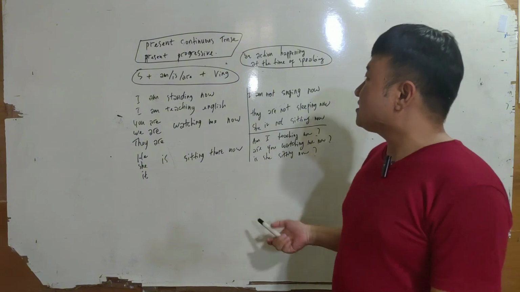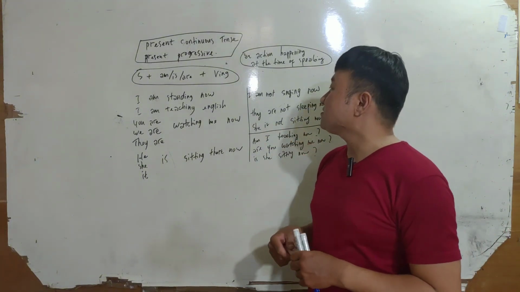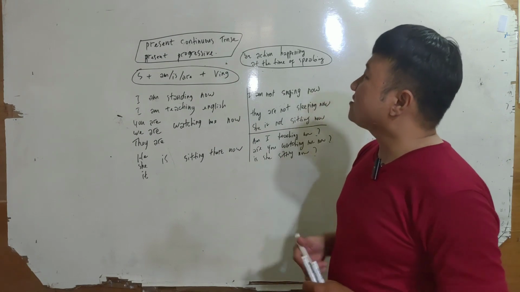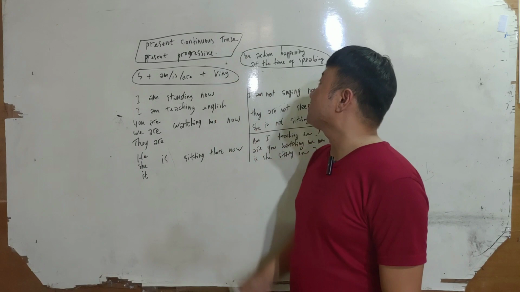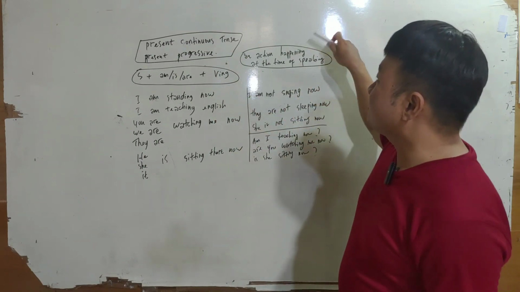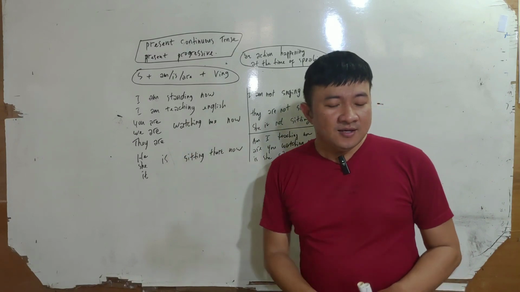Okay. So these are the basic or the very usual function of the present continuous tense that we're going to use: an action happening at the time of speaking. Okay, hope this is clear for everyone.